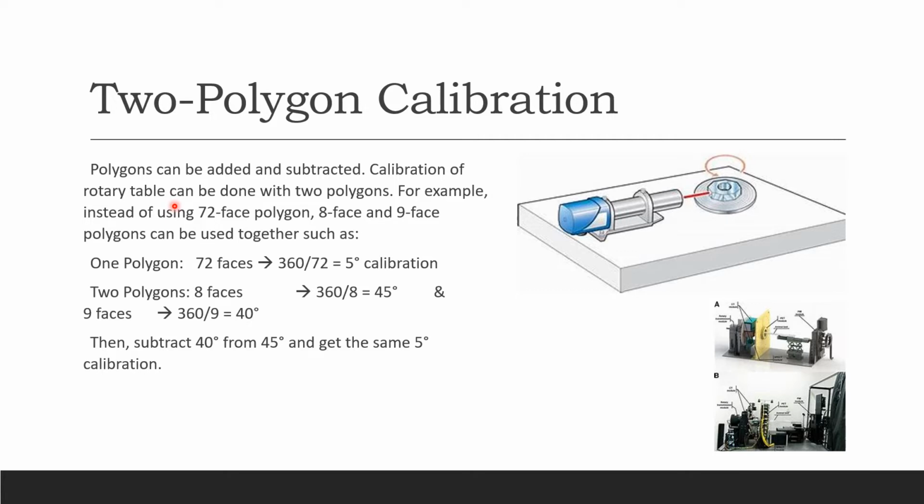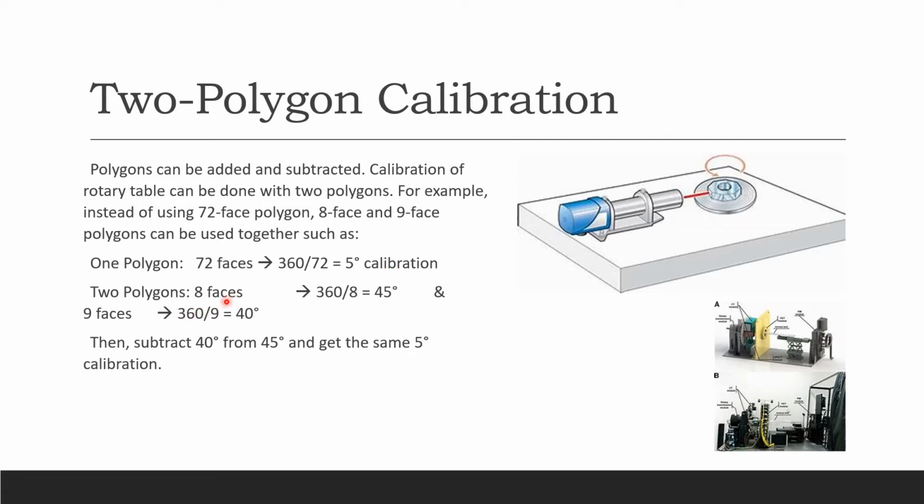All right, so anyway, let's get back to calibration. We're going to get back to this rotary table right here, and do it with two polygons this time. So instead of using a 72-phase polygon, we're going to use an 8-phase and a 9-phase polygon. Even though we see polygons, they can have many different phases. Here with one polygon, you have 72 phases, so 360 degrees divided by 72 phases means each phase gives you 5-degree calibration.